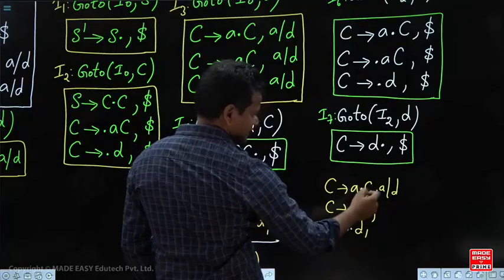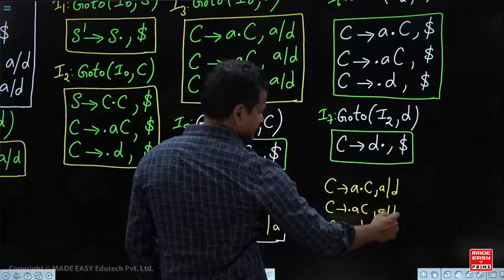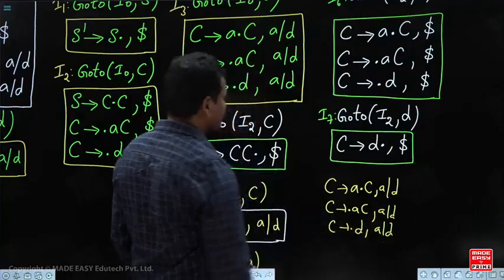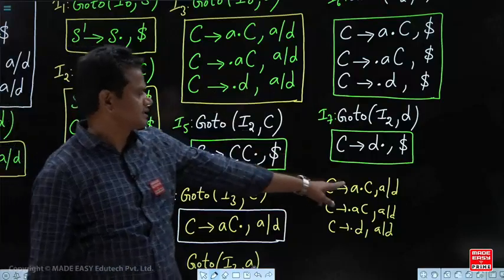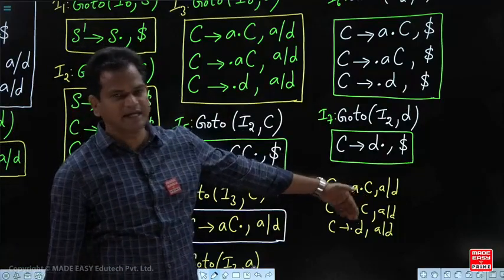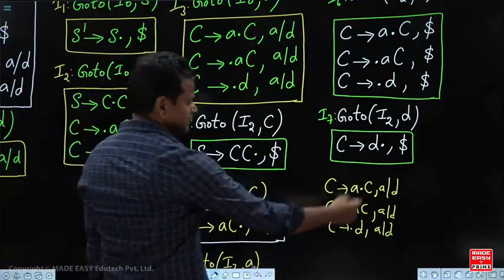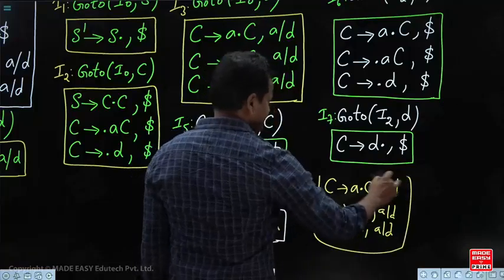Okay. Now C after nothing, then copy the lookahead. A and D. Are you following? I3 comma A, just move the dot. Yes, I have moved the dot. And dot after C, add its productions. C after nothing, copy the lookahead. And this is the new state.